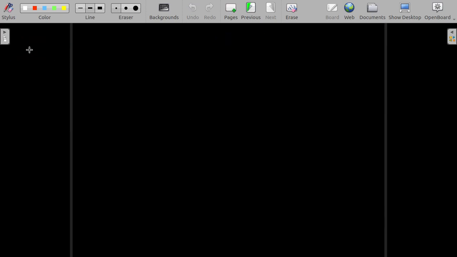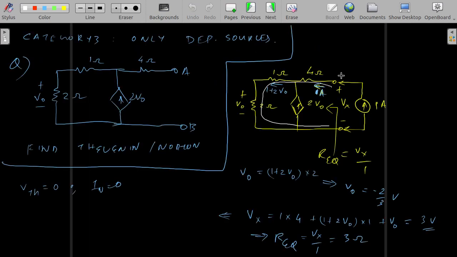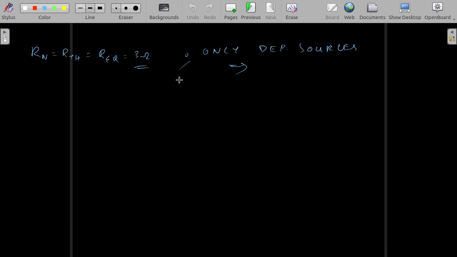We'll just start a new page. So we have our RN equal to Rth equal to R equivalent, that we found out as 3 ohm. Now the thing is that since only dependent sources are there, once we remove this external source that we used to find the equivalent resistance, there are no other internal sources to energize this V0. We just found the response of V0, right? Since there are no other internal sources, there won't be any Vth, there won't be any I Norton.